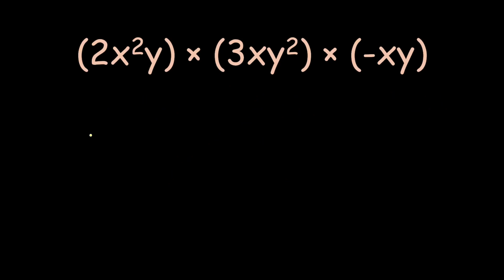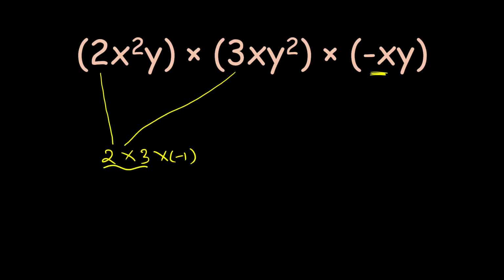In this way we have to find the product of monomial by monomial. Next, if there are 3 monomials, we also follow the same rules. Here we have to multiply all the numerical coefficients. What is the numerical coefficient here? Negative xy, that means the numerical coefficient is negative 1. That means we have to multiply 2 into 3 into negative 1.